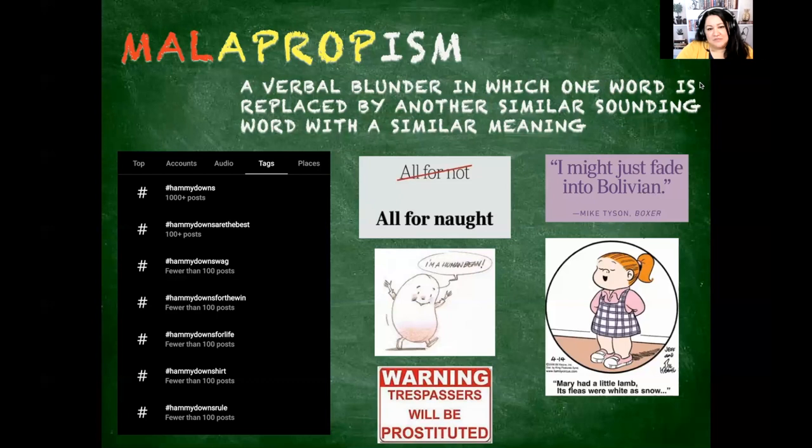Mike Tyson once said, I might just fade into Bolivian. Bolivian, a person from Bolivia? No, he meant to say oblivion. Okay. Mary had a little lamb. Its fleas were white as snow, instead of its fleece.